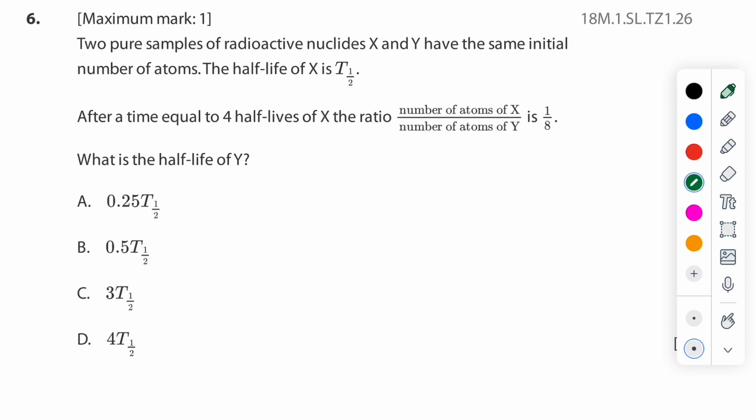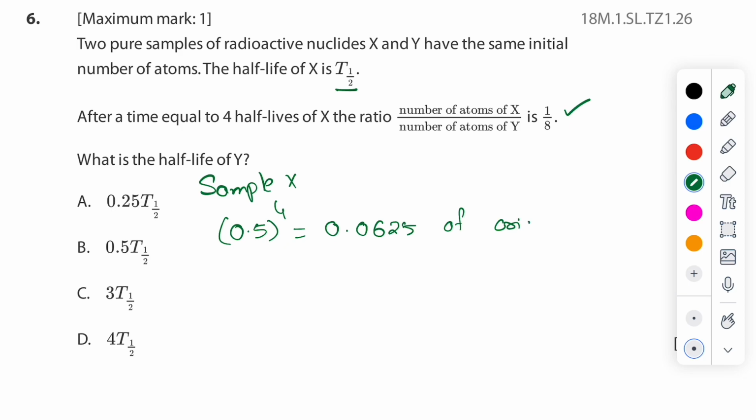Coming to question number 6, two pure samples of radioactive nuclei X and Y have the same initial number of atoms. The half-life of X is T half. After 4 half-lives, the ratio of the number of atoms is 1:8. What is the half-life of Y? So first of all, I'll take sample X. What is happening to sample X? How many half-lives have passed? 4 half-lives have passed. So 0.5 to the power of 4, which is 0.0625. This 0.0625 of the original sample atoms will be left over. This will be remaining.